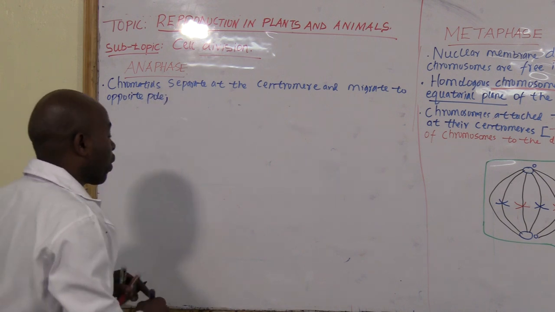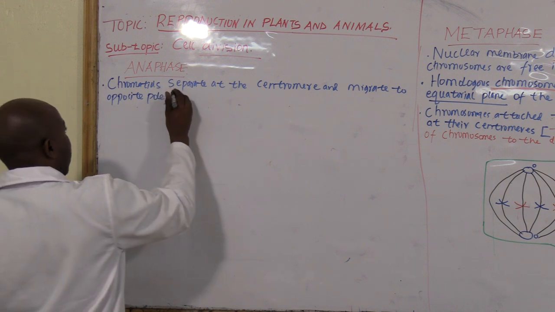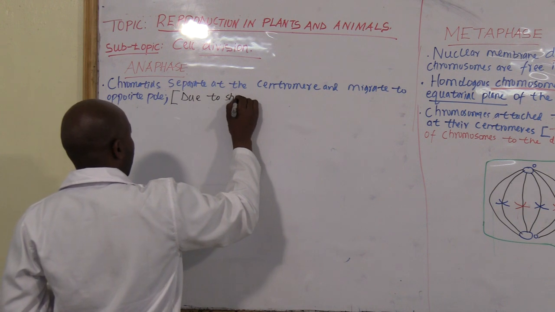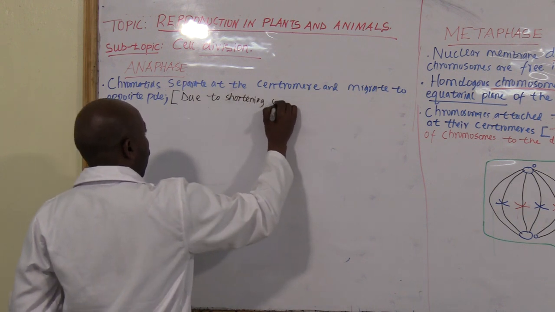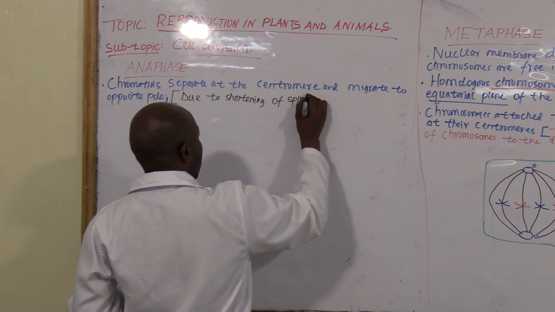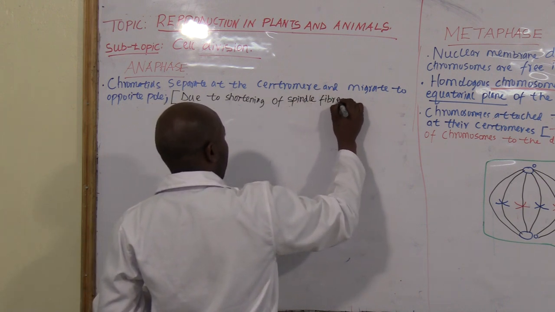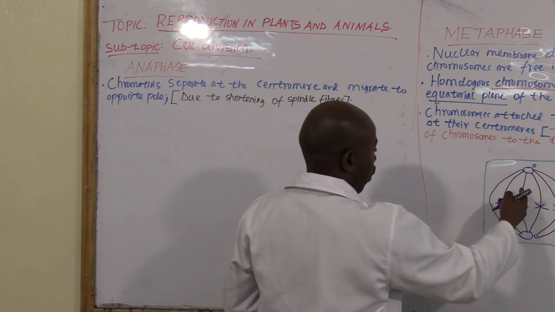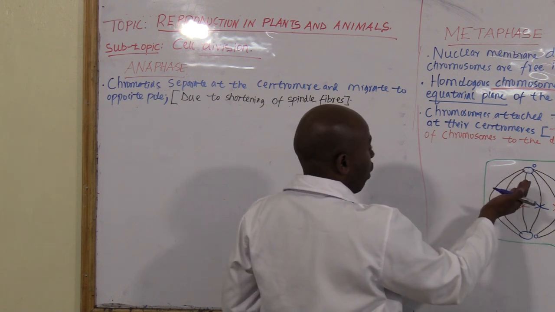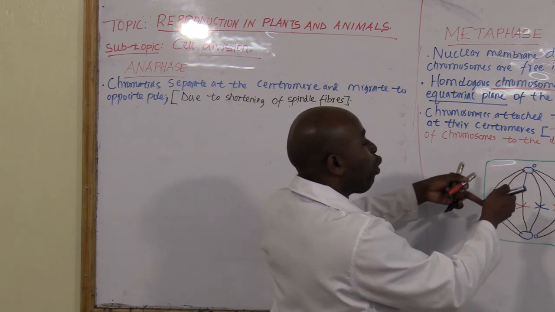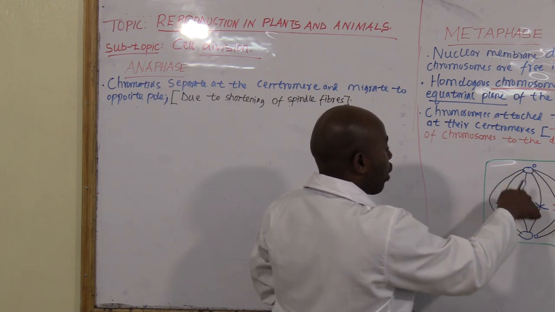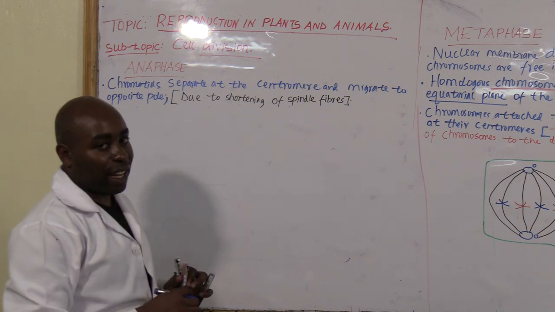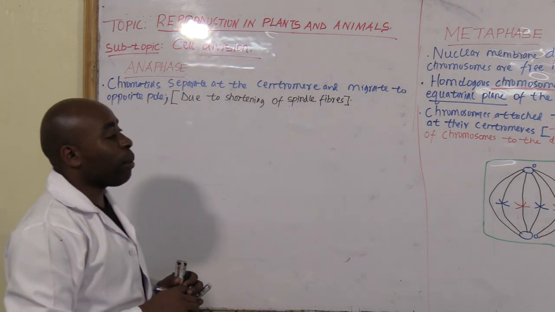Why do you think this is possible? This is due to the shortening of the spindle fibers. So the spindle fibers begin to shorten. Remember, these are the spindle fibers. So they begin to become short, and as they shorten, they'll be pulling these chromatids to the opposite poles. That is the first case. We shall be able to express that diagrammatically as we move on. Number two is that these spindle fibers begin to disappear.